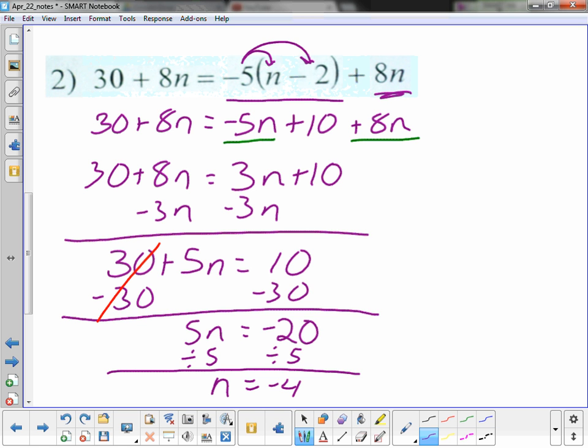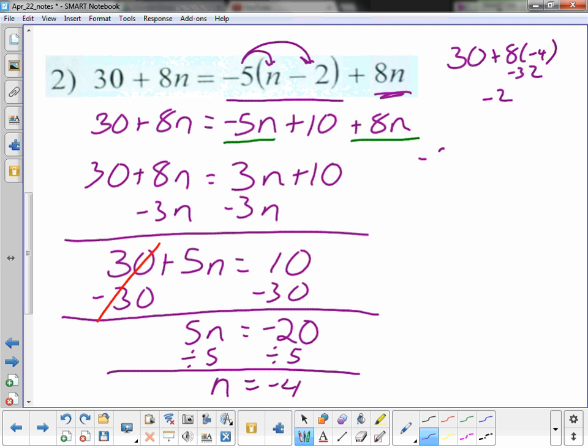So what's my next step? You're right, I need to check it. So I've got 30 plus 8 times -4 on the left. Well, that's -32. 30 plus -32 is a -2. So on the left, I get a -2.